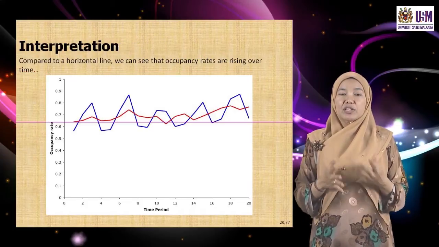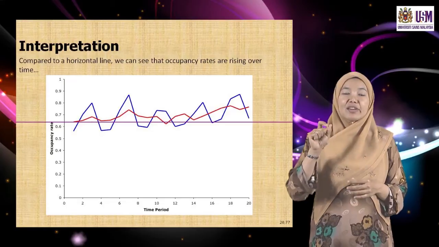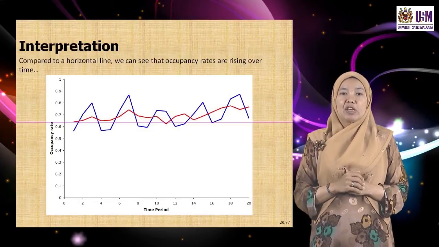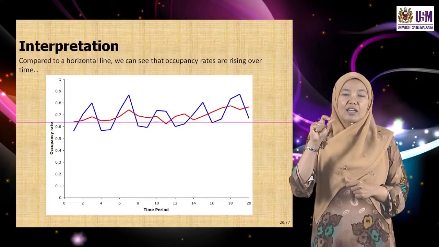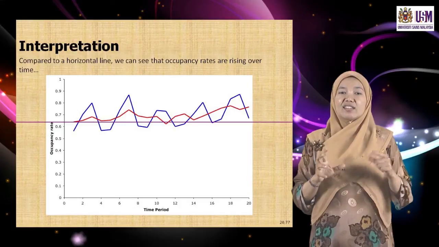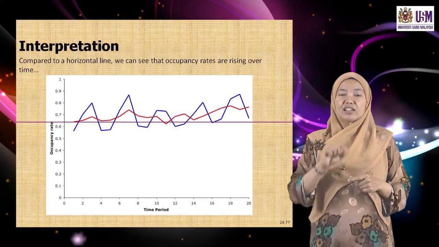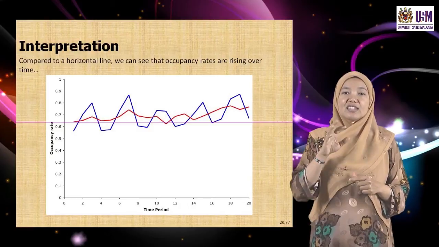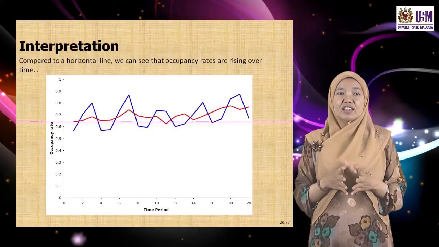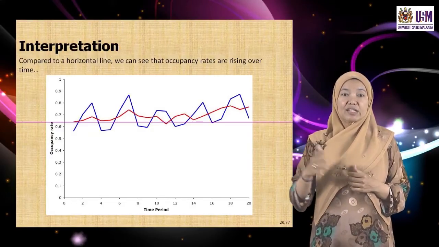Okay, when it comes to interpretation of your deseasonalized data just now, just imagine that you have a temporary horizontal line over there. If you put that imaginary horizontal line and compare your deseasonalized data, the one in red, over that horizontal line, you can say that hotel occupancy rate over the years is rising, or increasing over time.